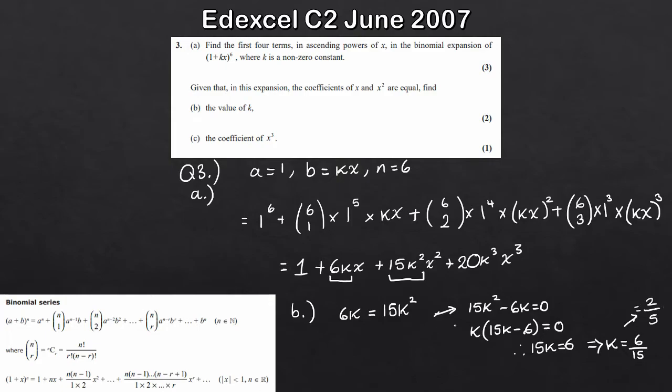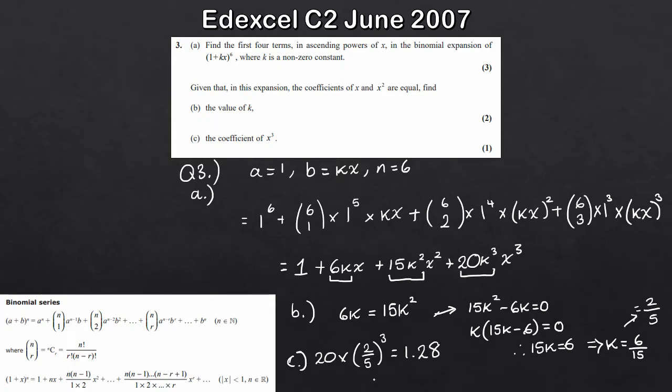And then for part C, we want to work out the value of the coefficient of x cubed. Well, this is nice and easy now. If we use the fact that k is 2 over 5, all we need to do is 20 times k cubed, where k is 2/5. So 20 times 2 over 5, which is k, all cubed. If you plug this into your calculator, what you should get here is 1.28.